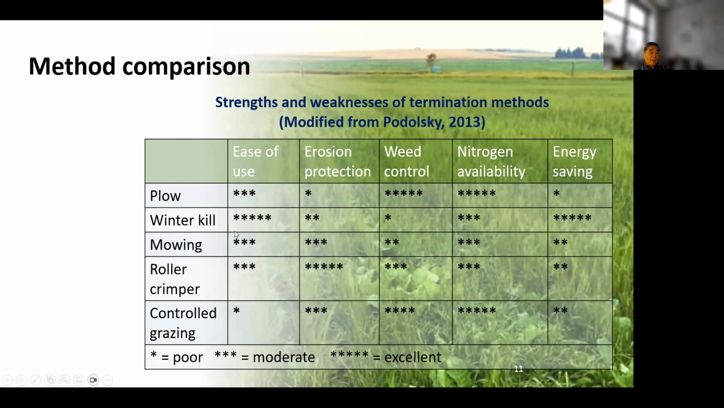And winter kill is the easiest method. When we're talking about erosion protection, winter kill depends on how the crop is growing. It could be 2 stars or 3 stars. Weed control, sometimes it's not that great. And nitrogen availability, we give 3 stars.